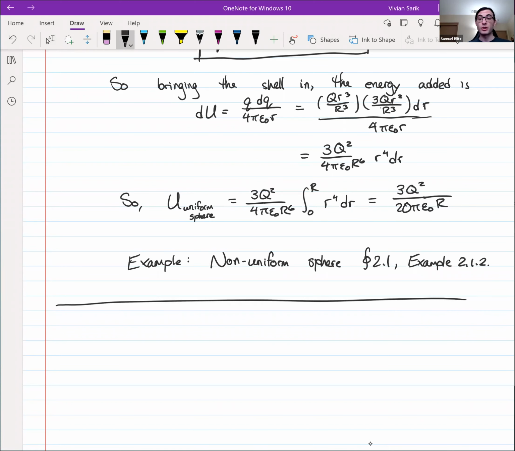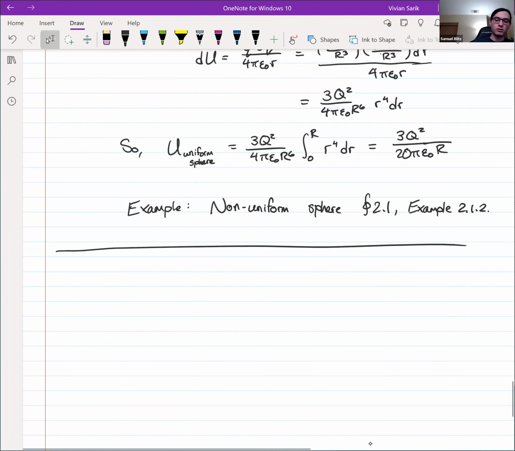All right. So that's how you compute the electrostatic potential energy of a system. But there's something else that you may have heard of, and this is something called the electrostatic potential, or voltage. So that's going to be related to what we just talked about, and I'm going to start talking about it now. Let's talk about the electrostatic potential.